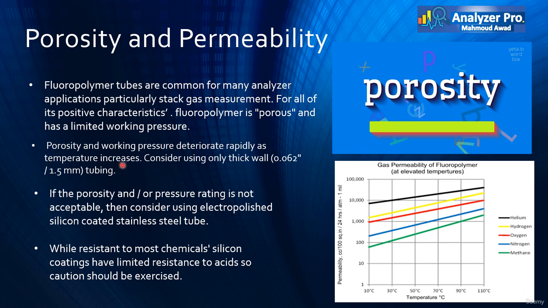So consider using only thick wall tubing, 0.062 inch or 1.5 millimeters. If the porosity and/or pressure rating is not acceptable, then consider using electropolished silicon-coated stainless steel tube. While resistant to most chemicals, silicon coatings have limited resistance to acids, so caution should be exercised. This graph shows how the permeability of fluoropolymer increases with process temperature.